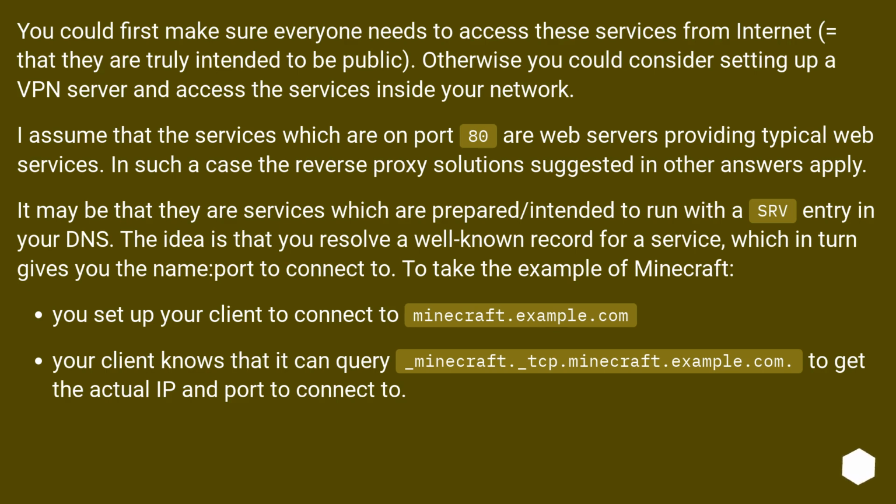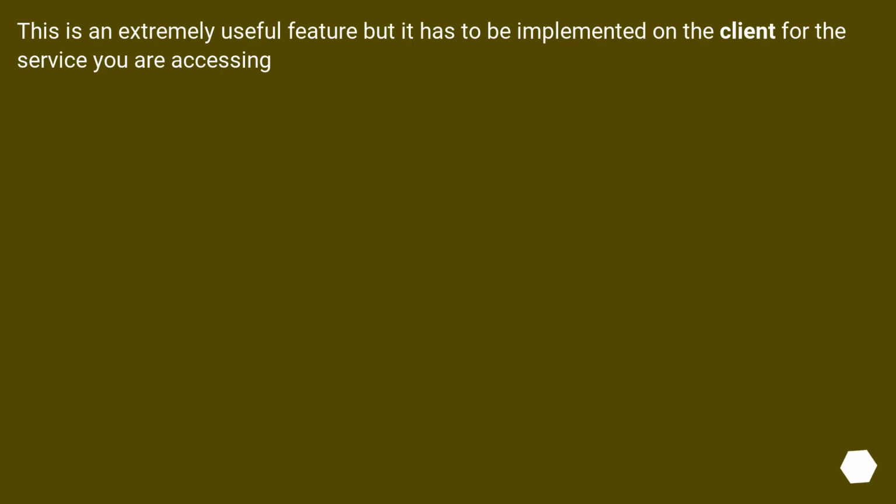It may be that they are services which are prepared or intended to run with the SRV entry in your DNS. The idea is that you resolve a well-known record for a service, which in turn gives you the name and port to connect to. So take the example of Minecraft. You set up your client to connect to minecraft.example.com. Your client knows that it can query _minecraft._tcp.minecraft.example.com to get the actual IP and port to connect to. This is an extremely useful feature, but it has to be implemented on the client for the service you are accessing.